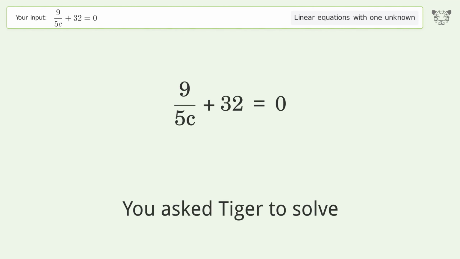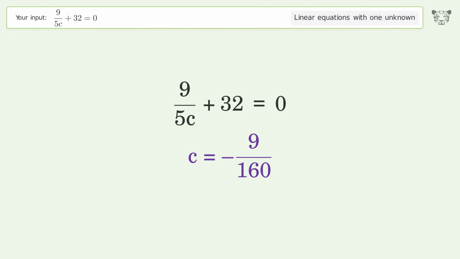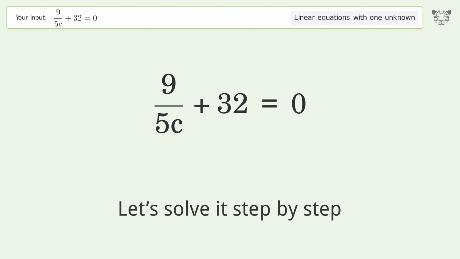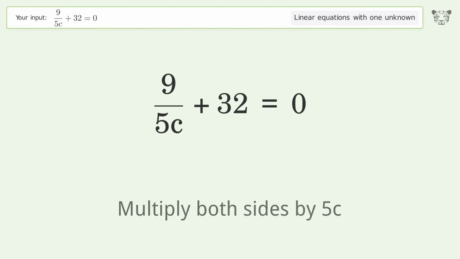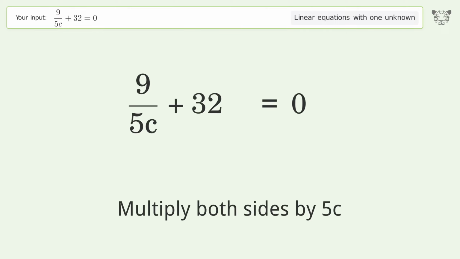You ask Tiger to solve. This deals with linear equations with one unknown. The final result is c equals -9/160. Let's solve it step by step. Isolate the c. Multiply both sides by 5c.